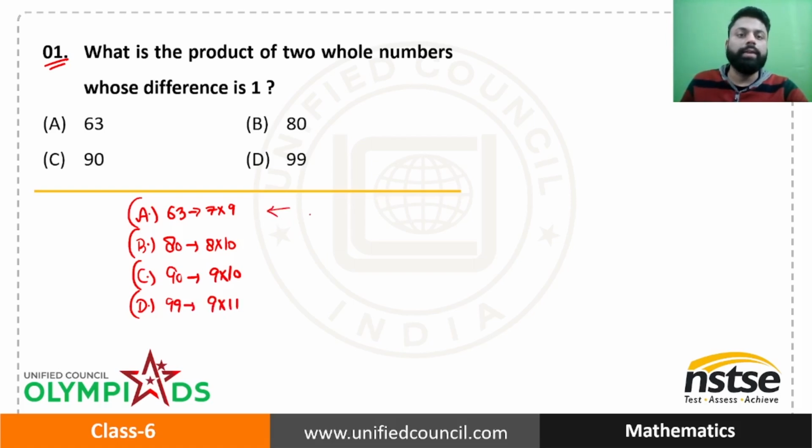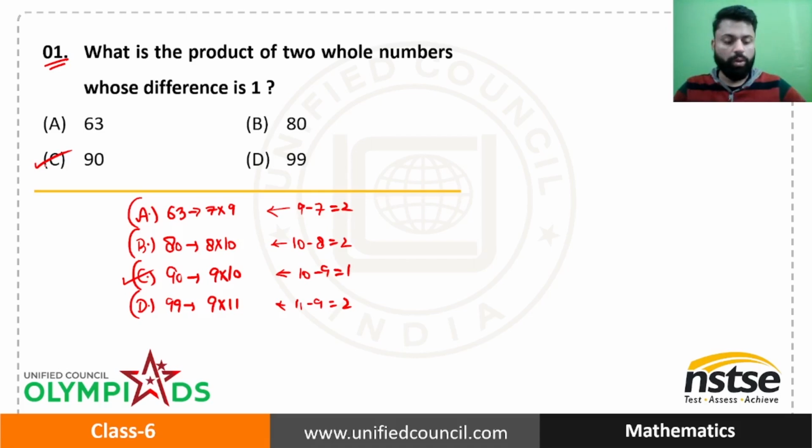Over here the difference is 2, 9 minus 7 is 2, 10 minus 8 is 2, 10 minus 9 is 1 and 11 minus 9 is 2. So only in C option the difference is 1. So that is how we can find out the answer.